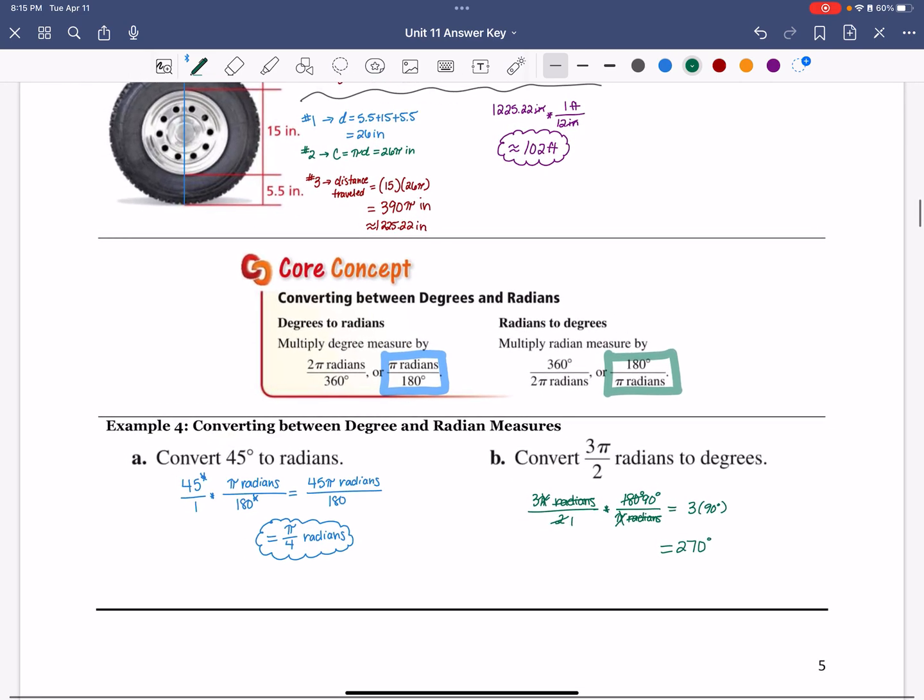Okay, this will be our circumference and arc length, and probably the longest section of notes that you will have.